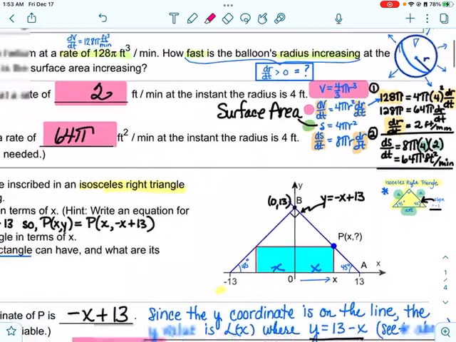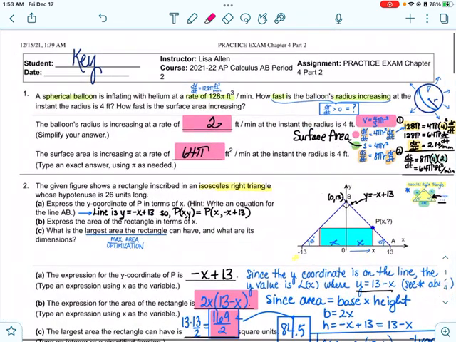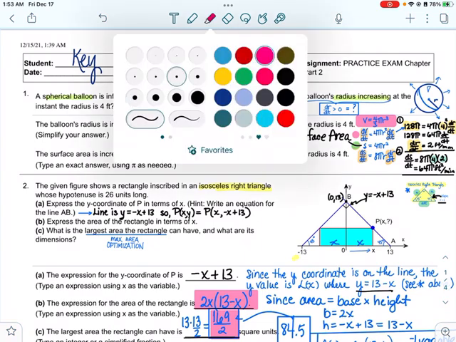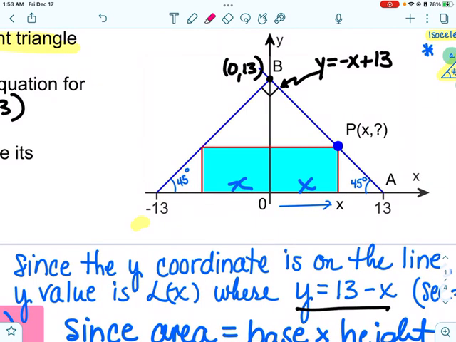So that's where I start, because you want to express the y-coordinate of P in terms of x. Well, you know, this little distance is x. Let me get a highlighter on here. This is a distance x. You see the x below here? And that means that this distance is x. So the whole base is going to be 2x. The whole base will be 2x long.